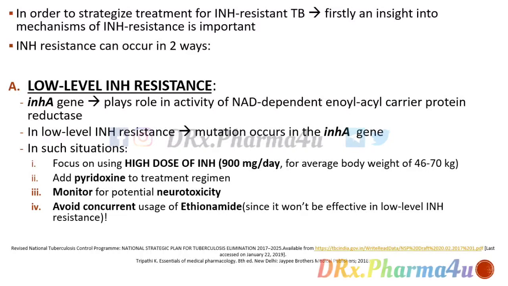In such a situation, the best thing that we can do is focus on using a high dose of isoniazid, that is 900 milligram per day. Add pyridoxine to the treatment regimen. Monitor for potential neurotoxicity. Pyridoxine should be added compulsorily because we are using 900 milligram per day, and at very toxic doses, isoniazid can precipitate seizures and neurotoxicity.